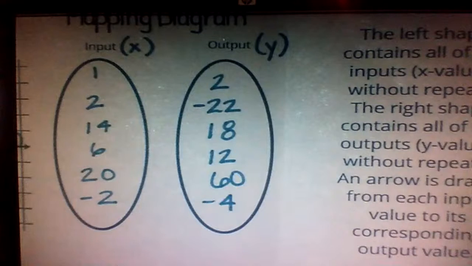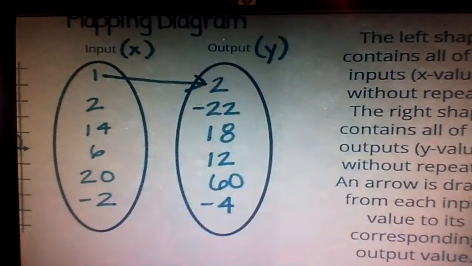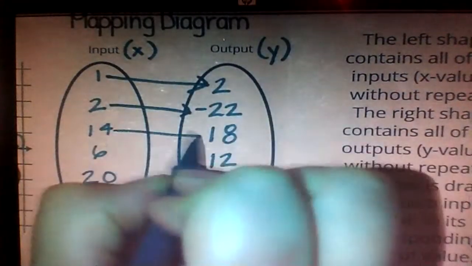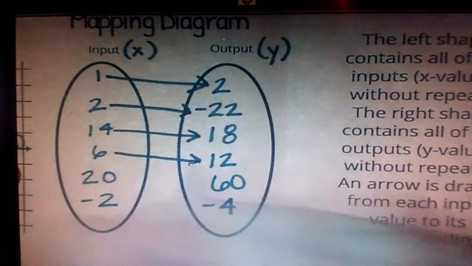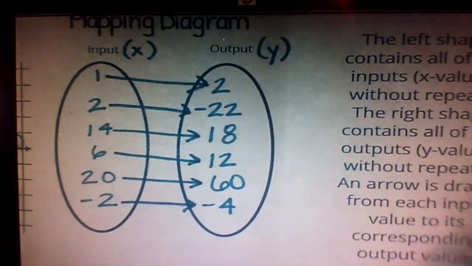The last thing that needs to happen on a mapping diagram, though, remember, an X has to be associated or in a relationship with a Y. So in order for us to show that on a mapping diagram, the 1 is associated with the 2. So there has to be an arrow that goes from the X to the Y value that it's associated with. So 2 goes to -22, 14 and 18, 6 and 12, 20 and 60, -2 and -4.